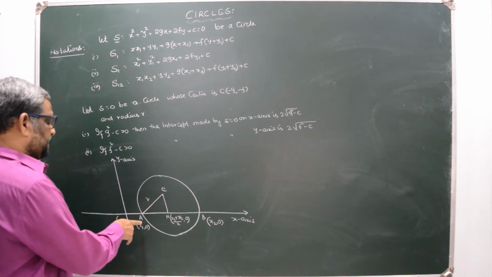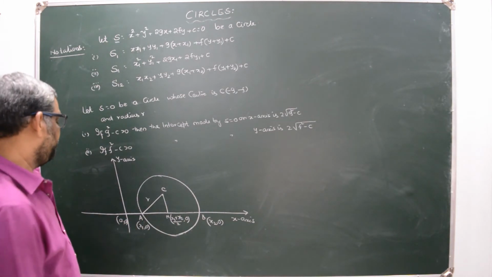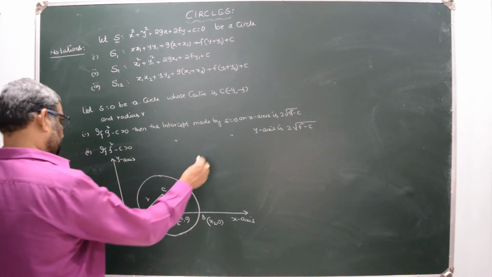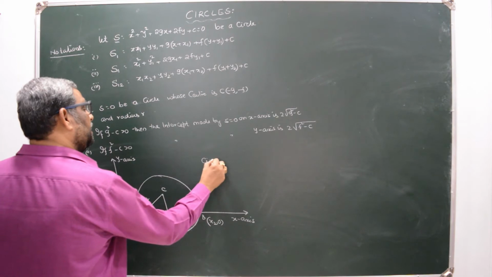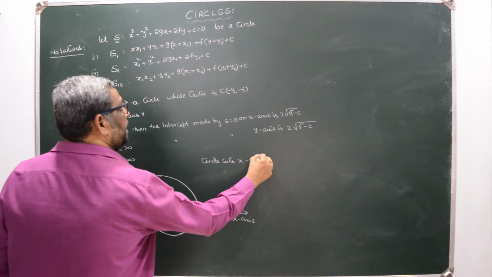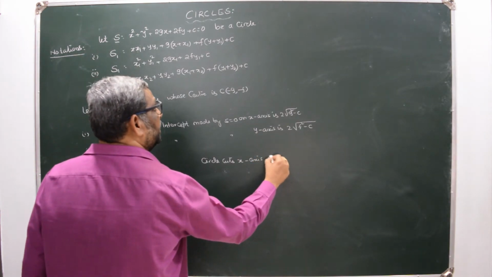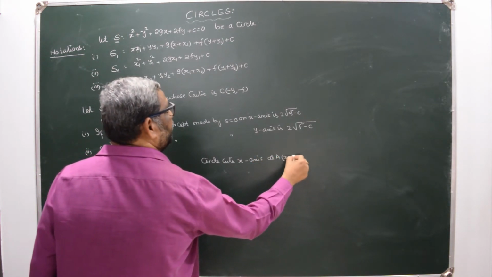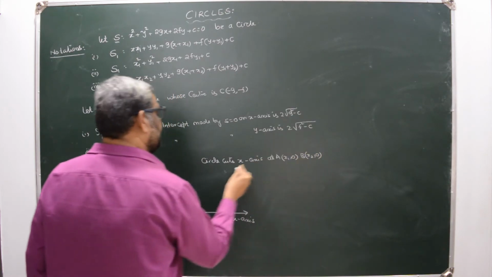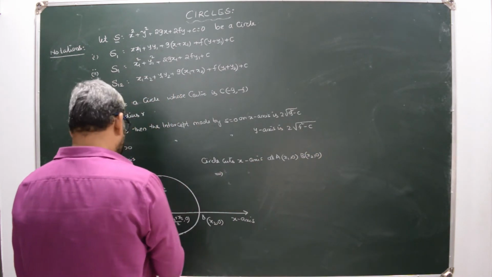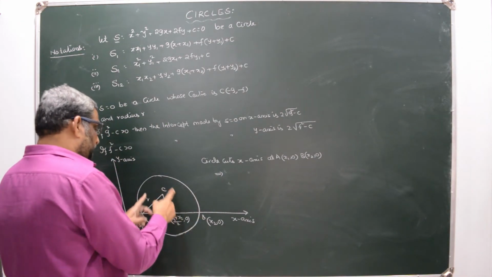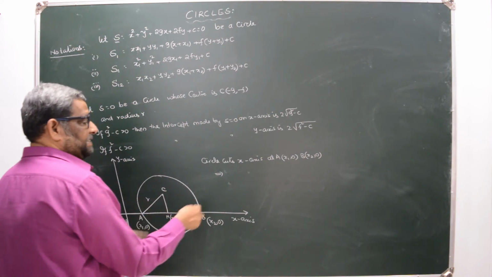The circle is passing through (x1, 0). Now, the circle cuts the x-axis at A (x1, 0), B (x2, 0), which implies the length of the intercept, this is the intercept AB. AB is the intercept made by the circle on the x-axis.